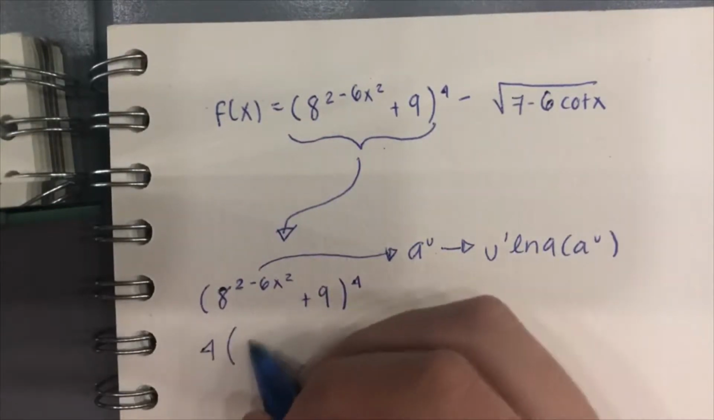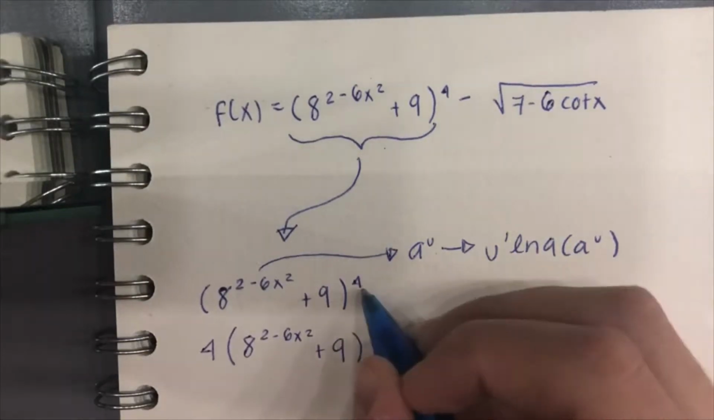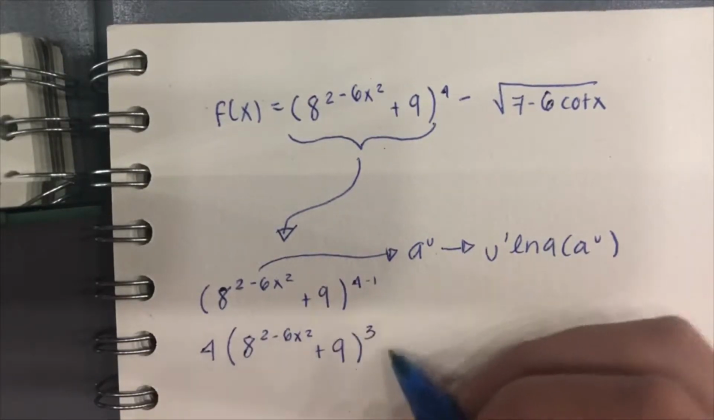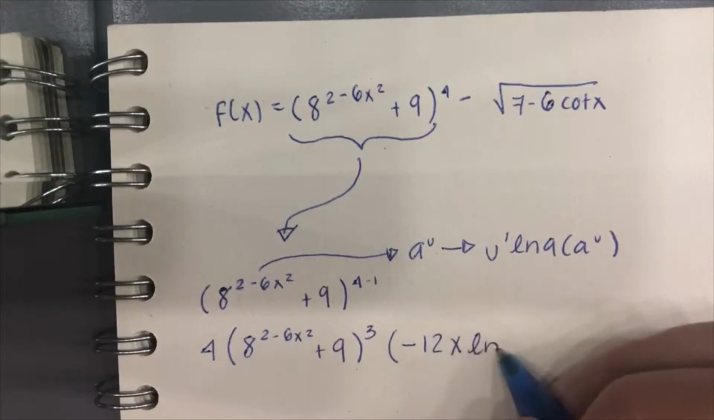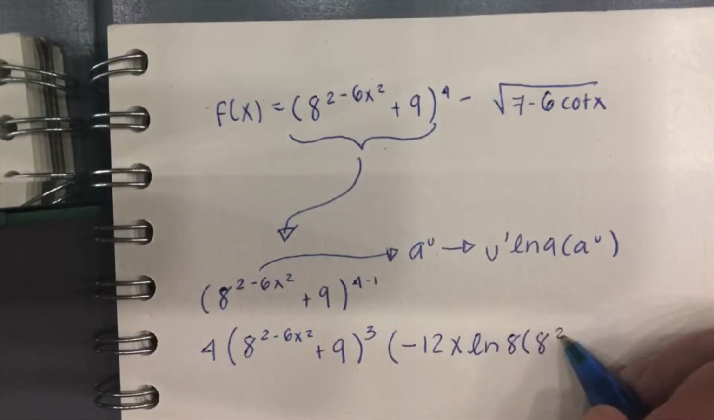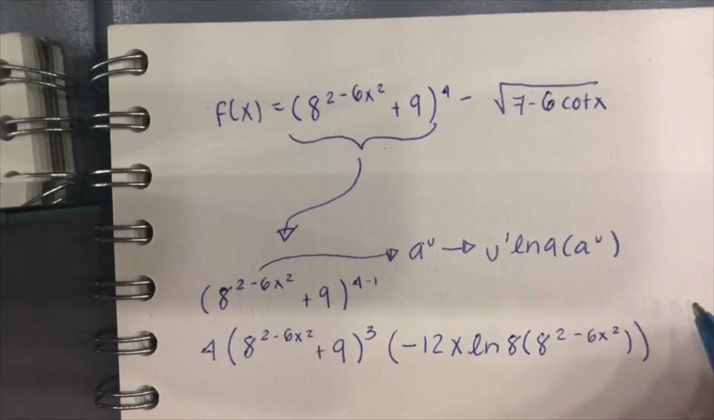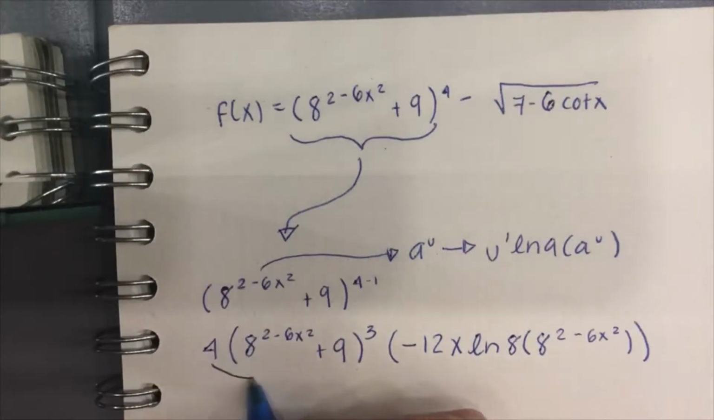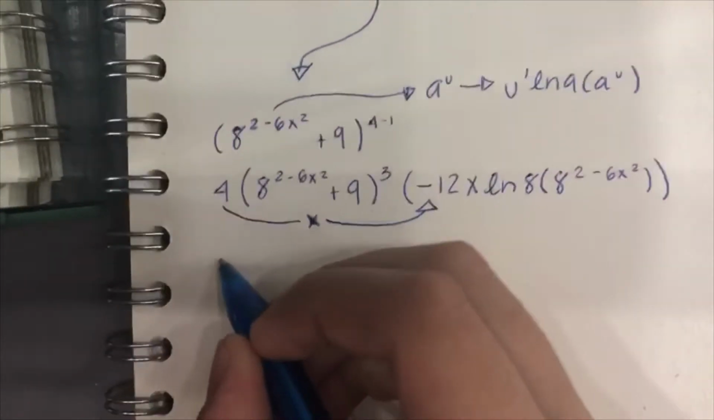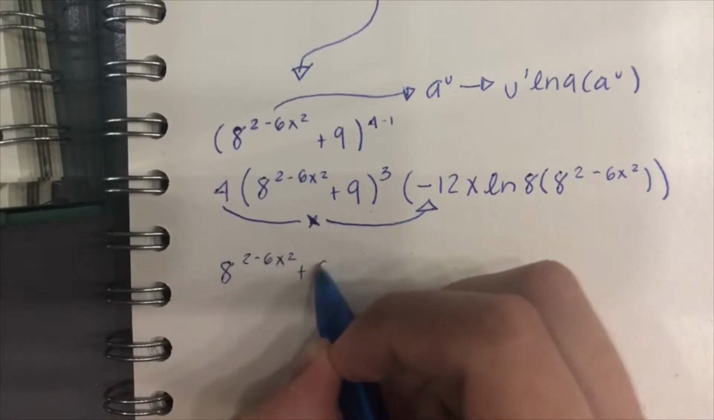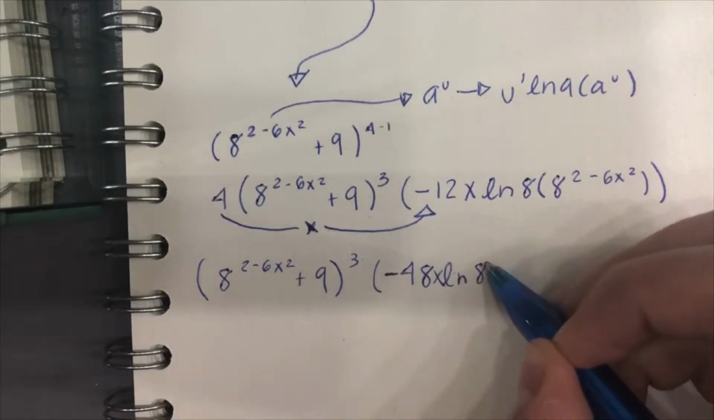In this case, you're going to multiply 4 times the term inside the parentheses, remembering to subtract 1 from the power. Now multiply that times the derivative of what's inside the parentheses. Now that you've done that, remember to multiply the 4 times the term that does not have an exponent. And this is the derivative of this part of the function.